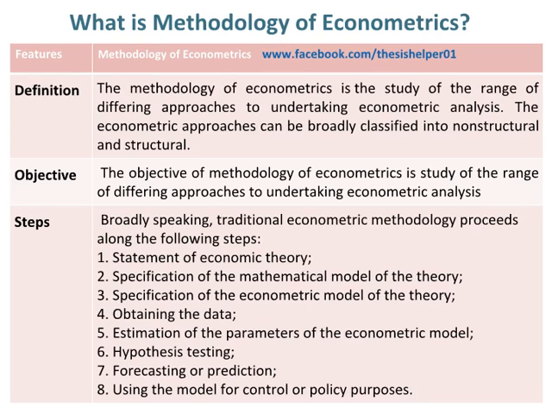Number 5 step of traditional econometric methodology is estimation of the parameters of the econometric model. Number 6 step is hypothesis testing. Number 7 step is forecasting or prediction. And number 8 step is using the model for policy purposes.